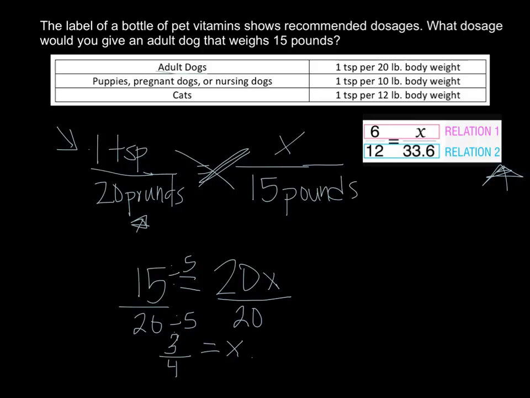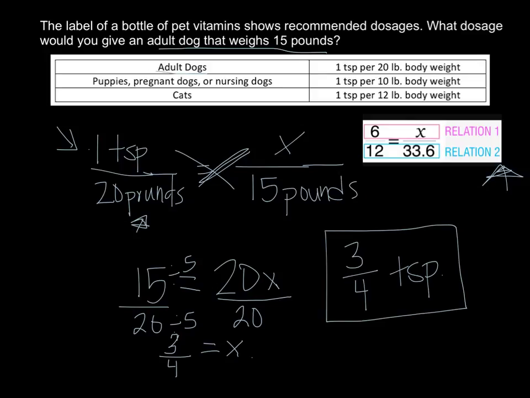So what dosage would you give an adult dog that weighs 15 pounds? So when I wrote my answer, I would give him 3/4 of a teaspoon, and that's how much my 15-pound dog should get. So that's kind of where we're taking all of this. They will always give you one ratio, and then usually you'll have to figure out what the other missing piece would be. Now I'm stopping here.